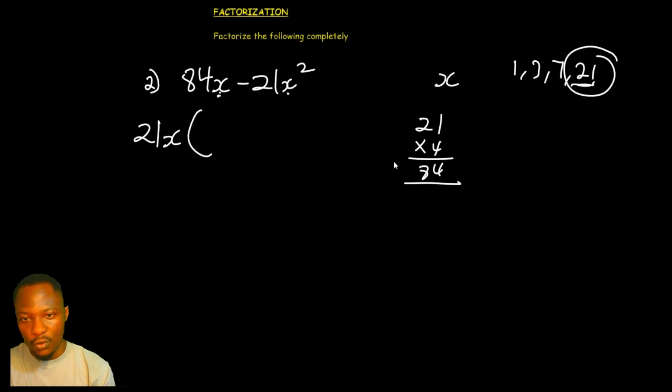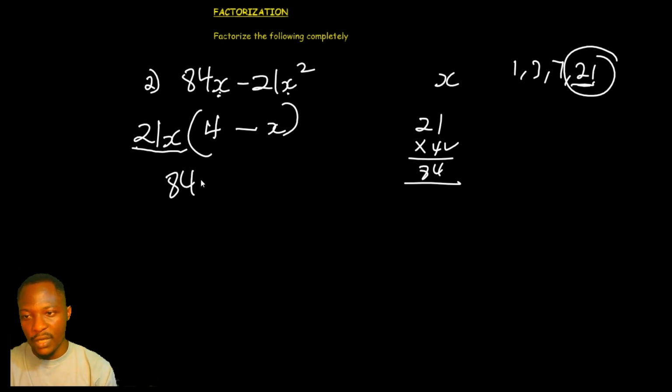I think it's 4. So 21x times 4 will give you 84x. And then here already the 21 is outside, and also one of the x is outside, so here is going to be x. So it's going to be 21x into bracket 4 minus x. Now to prove that, you can multiply the 21x by the 4, and 21x times 4 will give you 84x, and 21x times this x will also give you 21x squared.